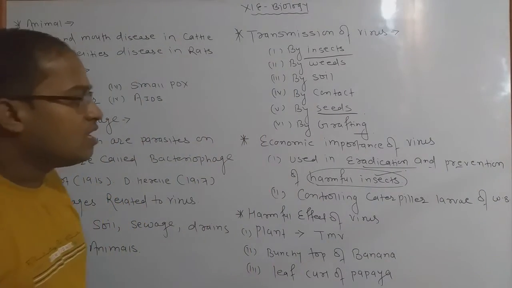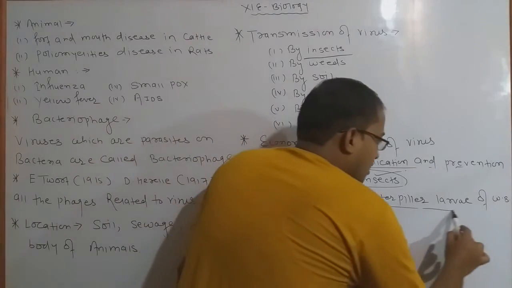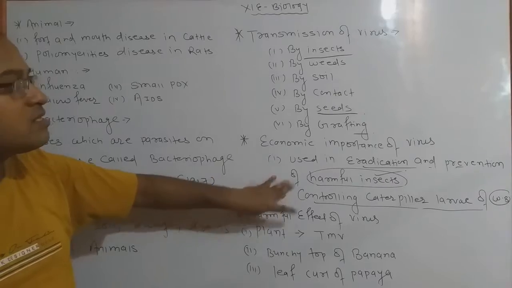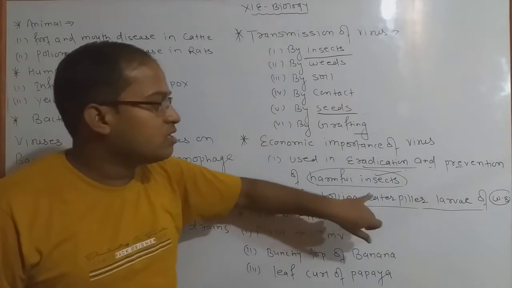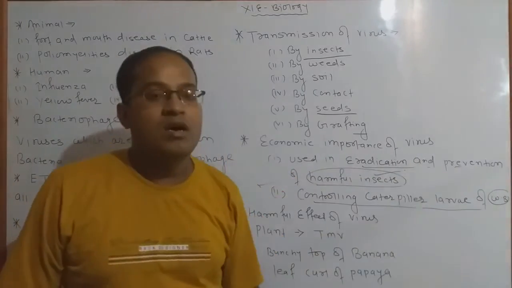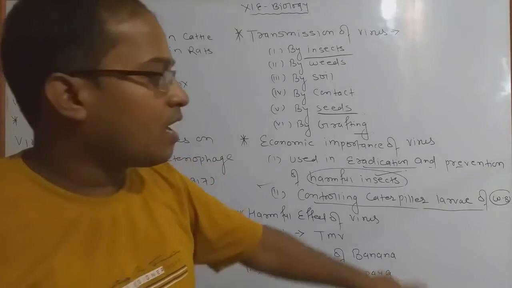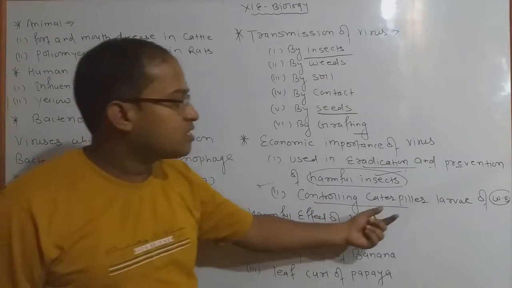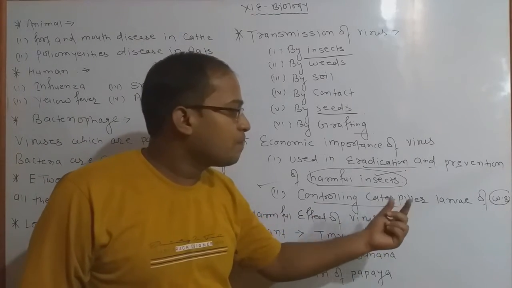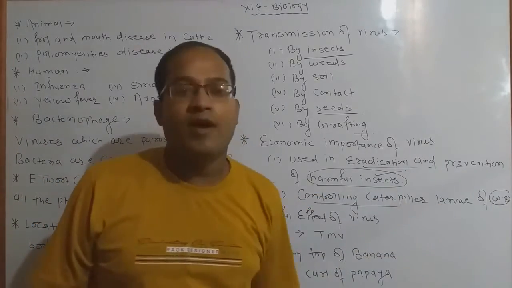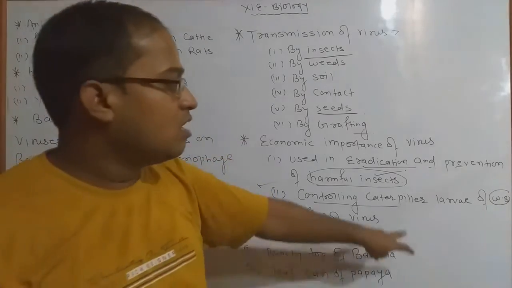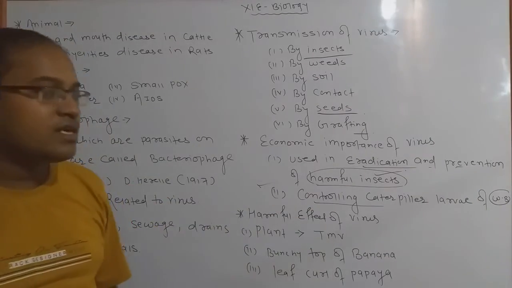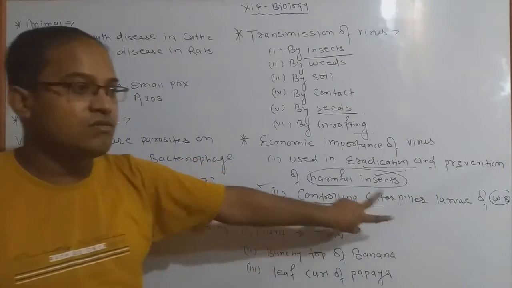And second is the controlling of the caterpillar larva of white butterflies. Most of the time these types of virus are used to control the caterpillar larva to stop crop destruction. Crop destruction को रोकने के लिए वायरस का यूज किया जाता है, because it is able to stop the caterpillar larva of the white butterfly, the larva that comes out which is harmful for the crops, and then the virus can be used to destroy that type of larva. So those are the two economic importances.